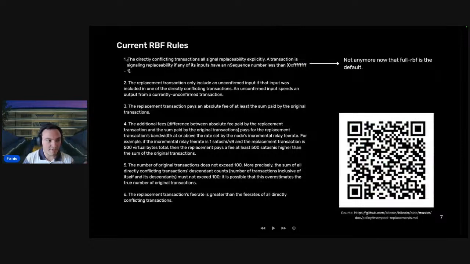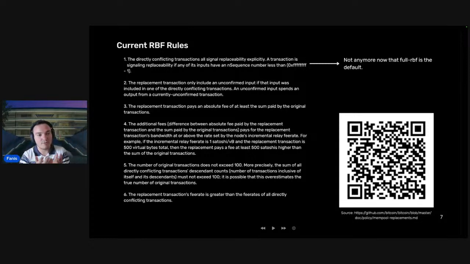So I kept the number one rule, but now it doesn't exist anymore, since version 29.0 of Bitcoin Core, so since last week. But basically, what the first rule said was that for a transaction to be replaceable by fee, so using RBF. So basically, RBF means you take a transaction and you double spend the transaction with a higher fee. So that's basically what it is.